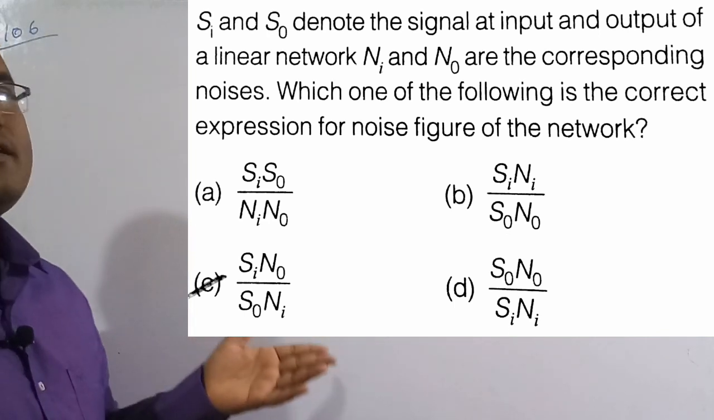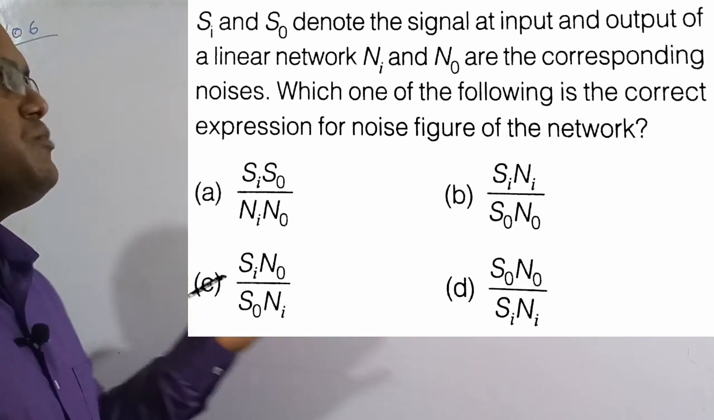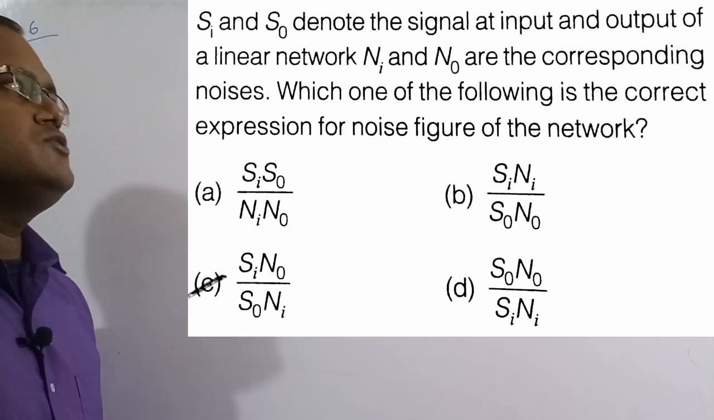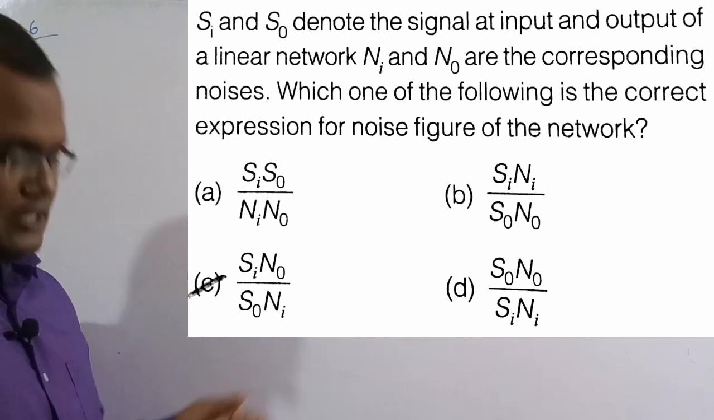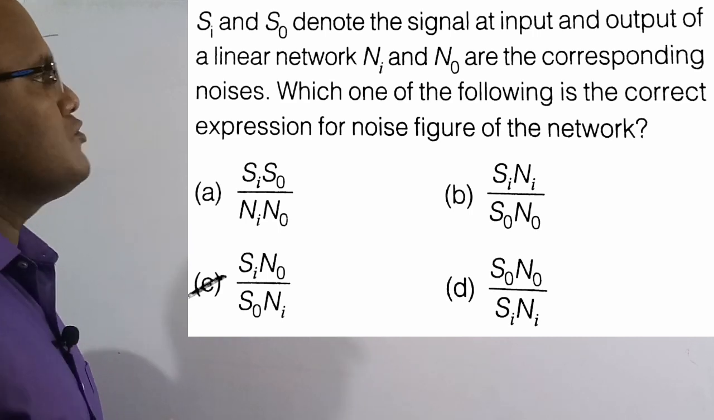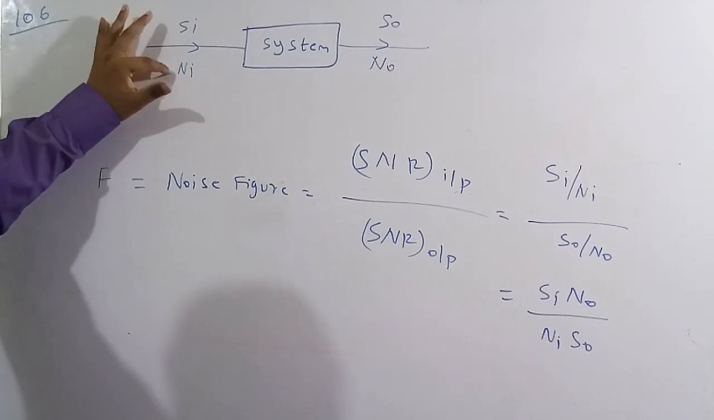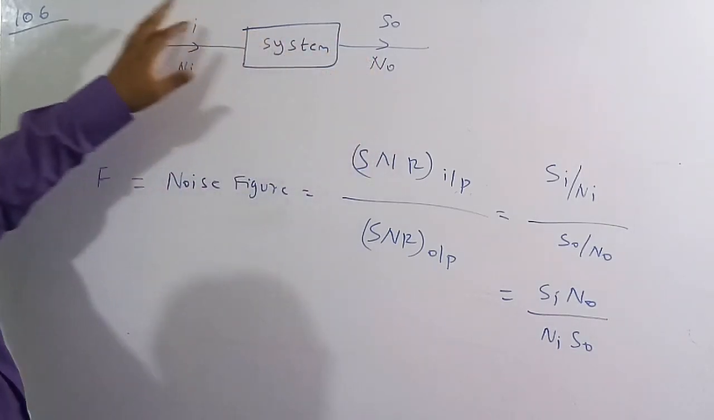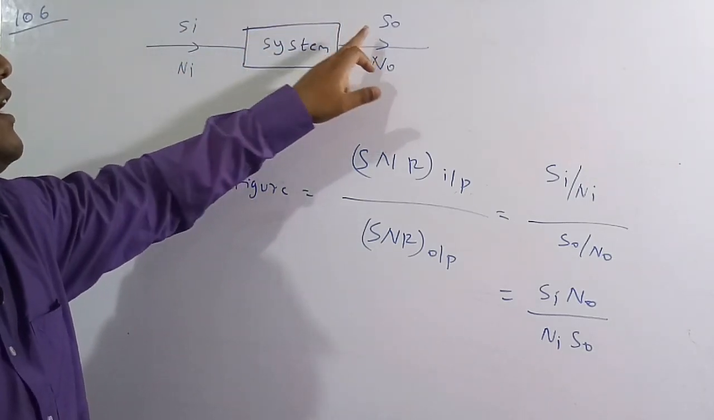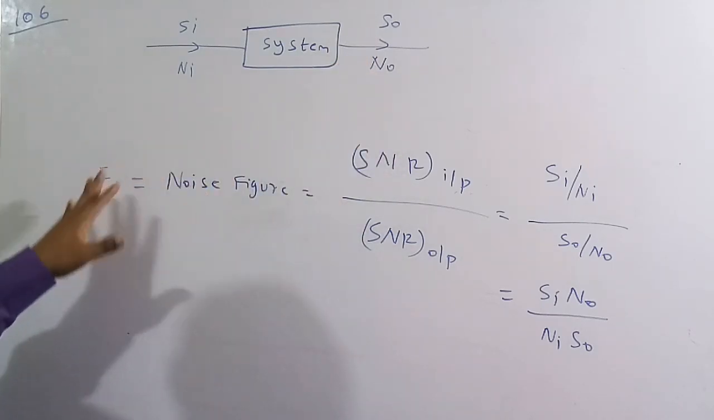So in this question they have given a network. For this network, the input is SI and the output is S0, the input signal power and the output signal power, and also the input noise power and the output noise power, which are NI and N0. Now we have to find the relation for the noise figure of this network. So what are the four options? Option C is the correct solution of this question. So let's solve this numerical. This is a linear network. Here the input is SI and NI and the output is S0 and N0, where SI is the input signal power and NI is the input noise power, whereas S0 is the output signal power and N0 is the output noise power. Now we have to find what the noise figure is.